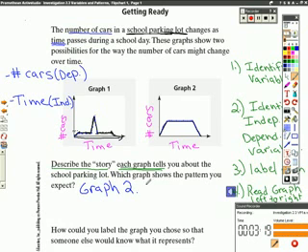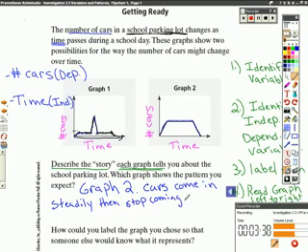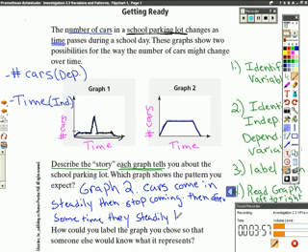And my story is the cars come in steadily, then stop coming, then after some time they steadily leave. All right, so that takes care of that part.